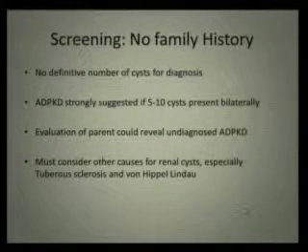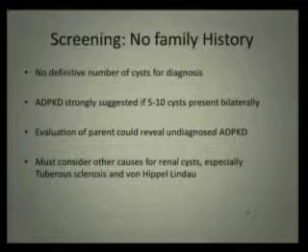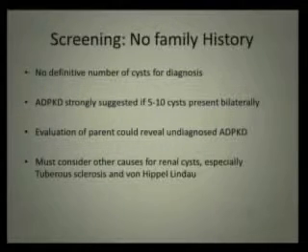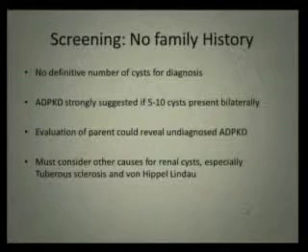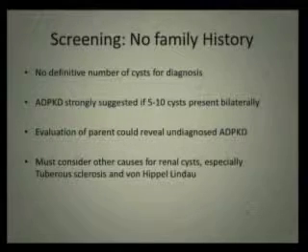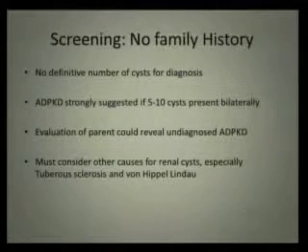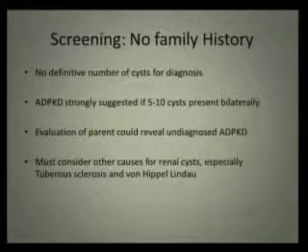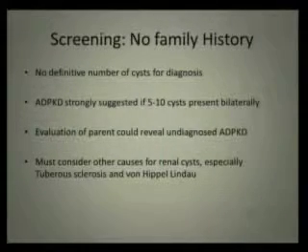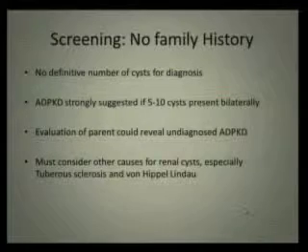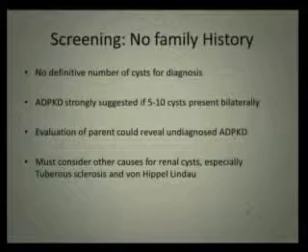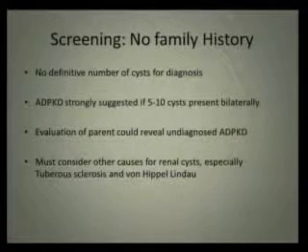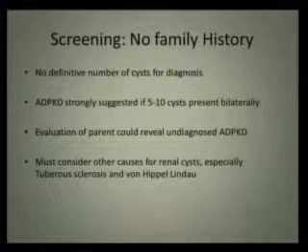If a person has no family history of ADPKD, then there's no definitive number of cysts for diagnosis. ADPKD is strongly suggested if they have 5 to 10 cysts present bilaterally with large kidneys. In evaluating a patient, you can go into their family history, see if someone else has had kidney disease, or has large kidneys. But it's important that if you have someone without a family history who shows up with a lot of renal cysts, you want to see if they maybe have tuberous sclerosis or von Hippel-Lindau.